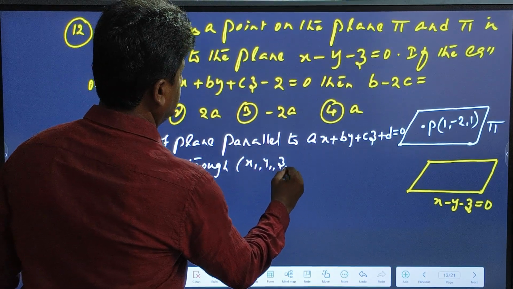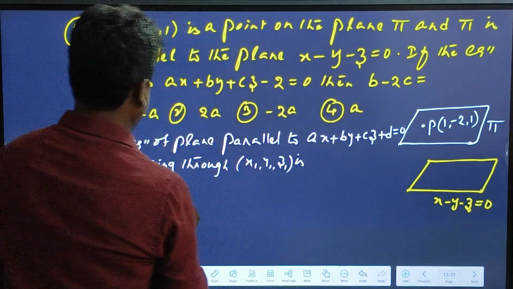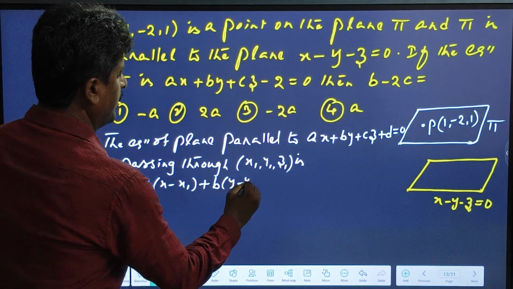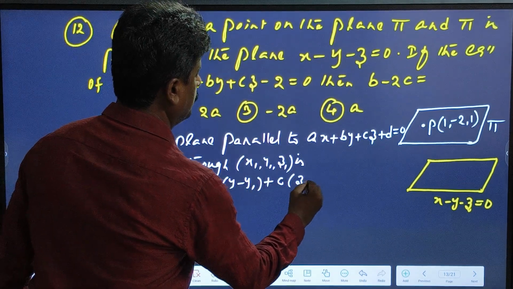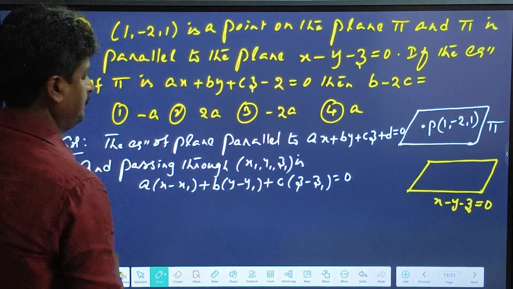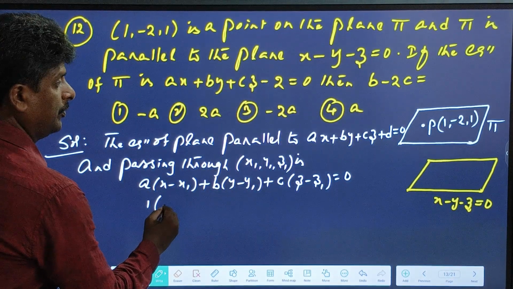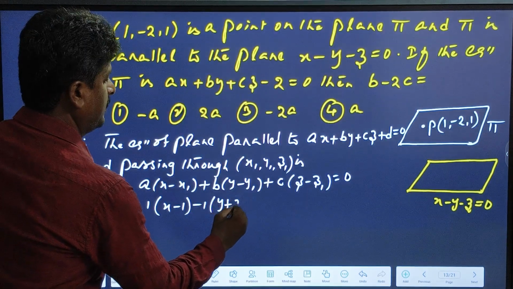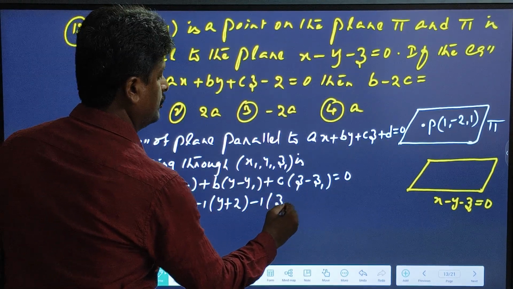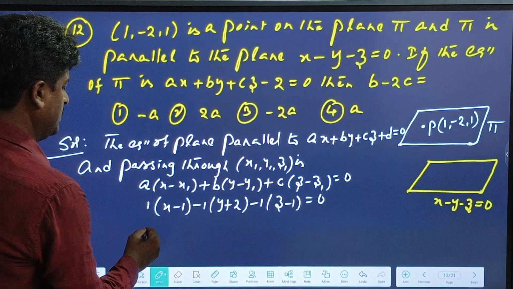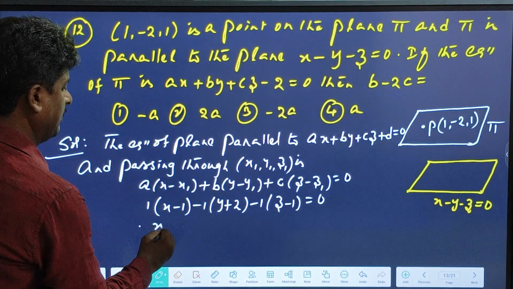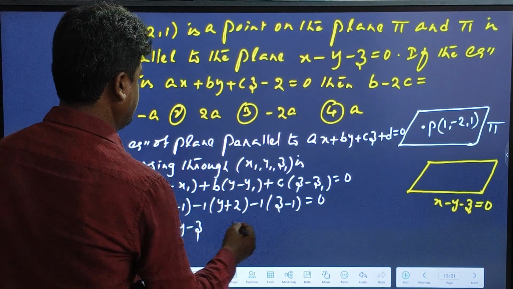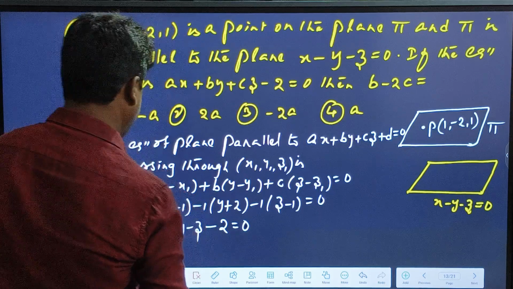x1, y1, z1 is a into x minus x1 plus b into y minus y1 plus c into z minus z1 is equals to 0. That is 1 into x minus 1, minus 1 into y plus 2, minus 1 into z minus 1 is equals to 0. Therefore, the equation is x minus y minus z minus 1 minus 2 minus 3 plus 1 minus 2 is equals to 0.